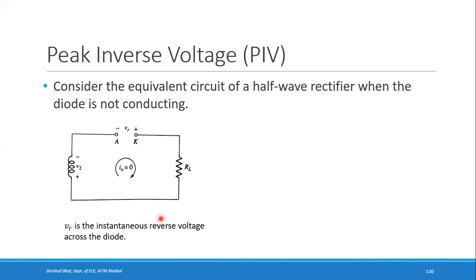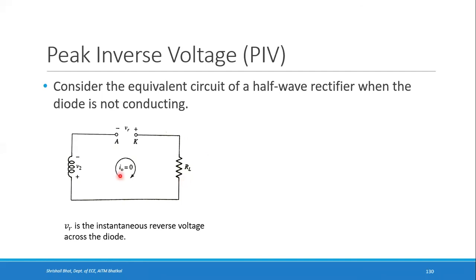So how do we find this peak inverse voltage? We will consider the negative half cycle of the input, when there is negative here and positive here. As you can see, during the negative half cycle, the diode is reverse biased. When it is reverse biased, it will have a reverse voltage across it, which we can represent as minus and plus. It is VR, that is the reverse voltage. It is the instantaneous value of the reverse voltage across the diode. When it is reverse biased, the current is zero. It is not conducting, so there is no voltage across RL.